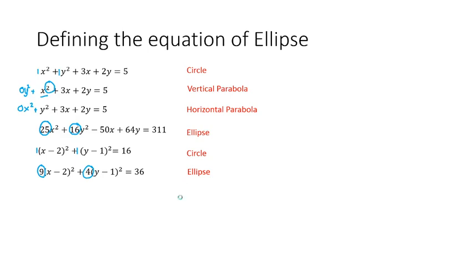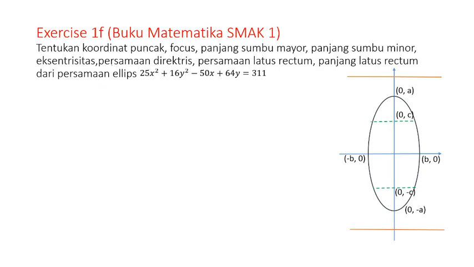Okay, so after having information about whether it is an ellipse equation or not, later we will solve some problems taken from your book. Let's continue. This exercise is taken from exercise 3, number 1F. Define the vertex, the foci, the length of the major axis, the length of the minor axis, the eccentricity, the directrix line equation, the latus rectum line equation, and the latus rectum length from the equation of the ellipse 25x squared plus 16y squared minus 50x plus 64y equals 311.